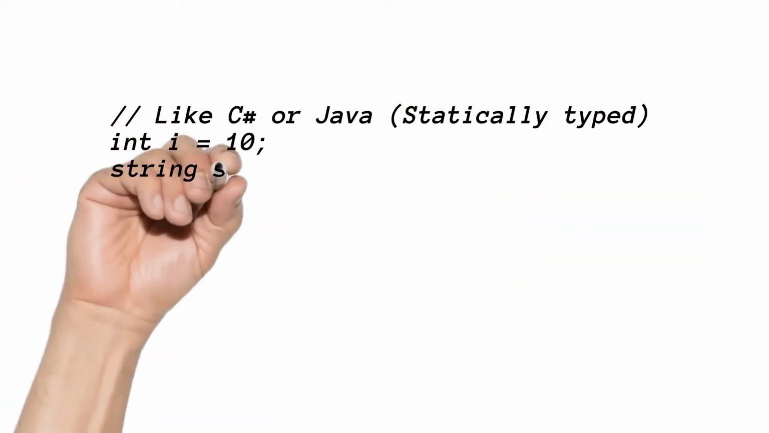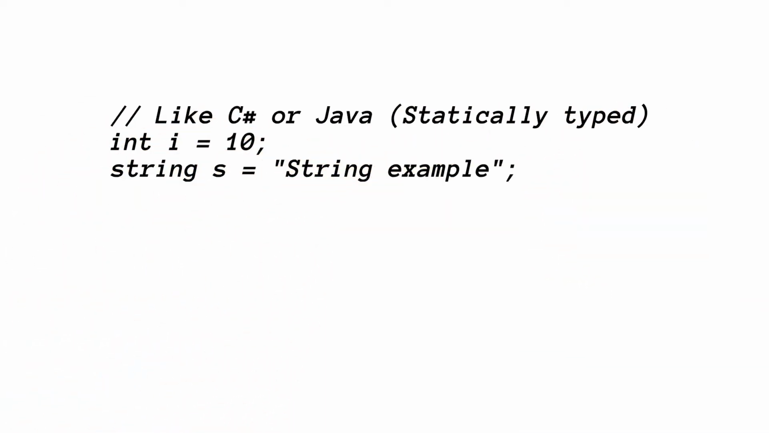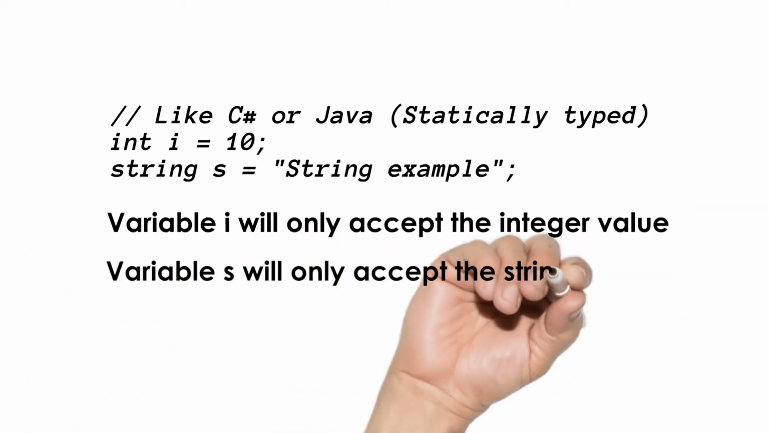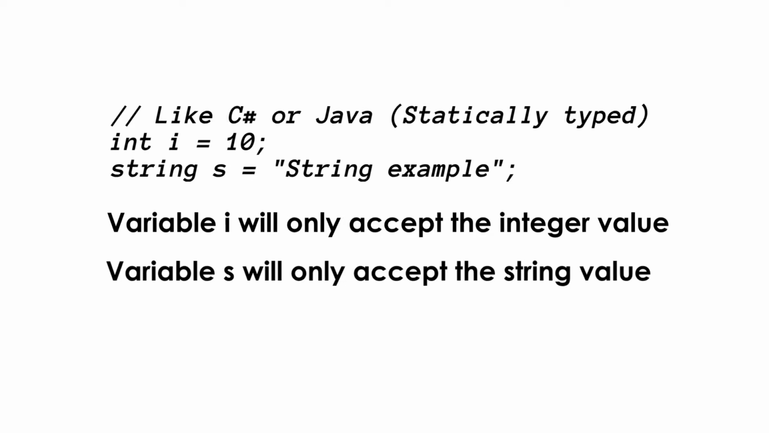In this example, you will find two variables declared. One is an integer, the second is a string. So the compiler finds both variables' data types at the time of compilation.